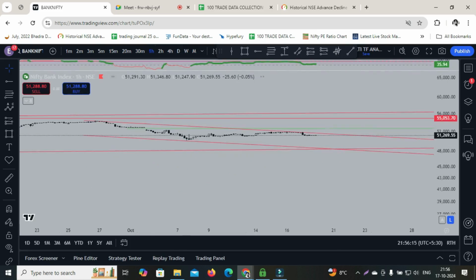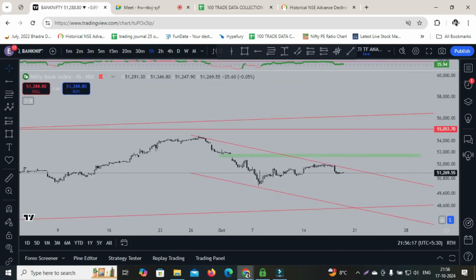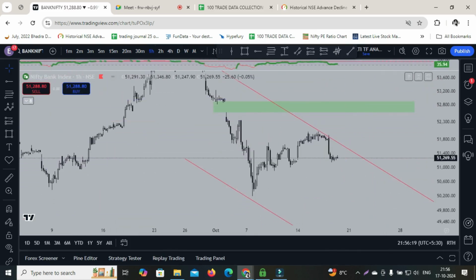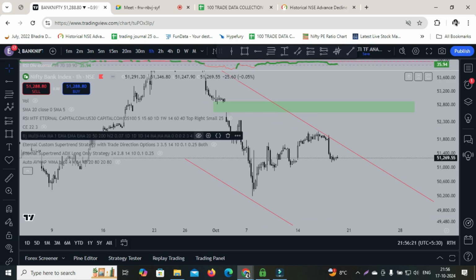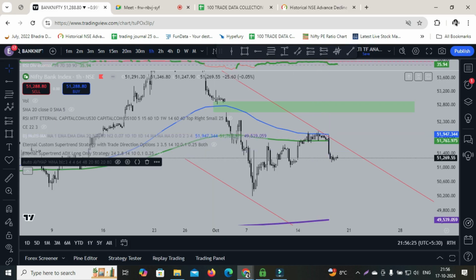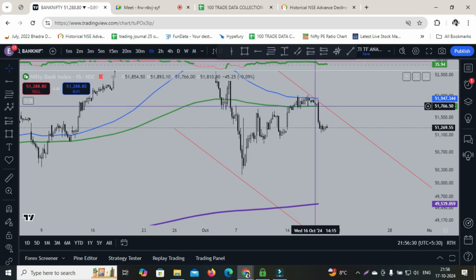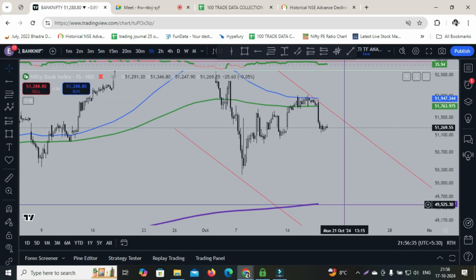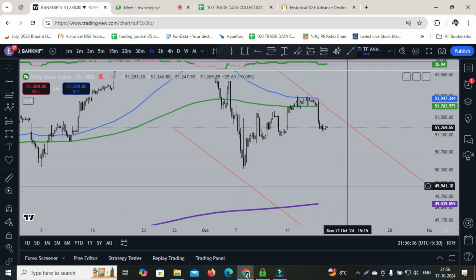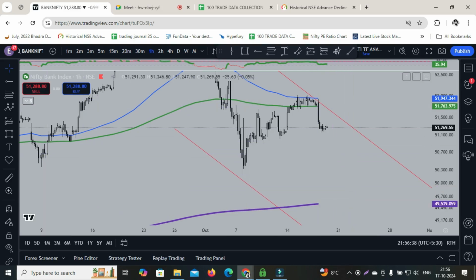On hourly, nothing much here. I don't think it has any support anywhere. No support. Now see, this is beautiful. There was a strong rejection from a confluence of moving averages in Bank Nifty, and 200 days at 49,500. So that is the obvious target, 49,500.